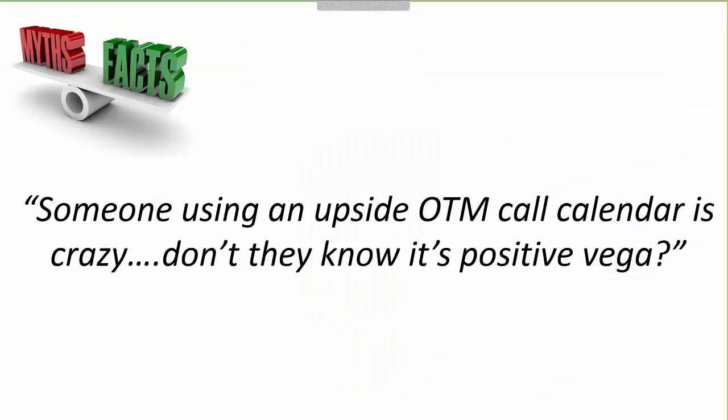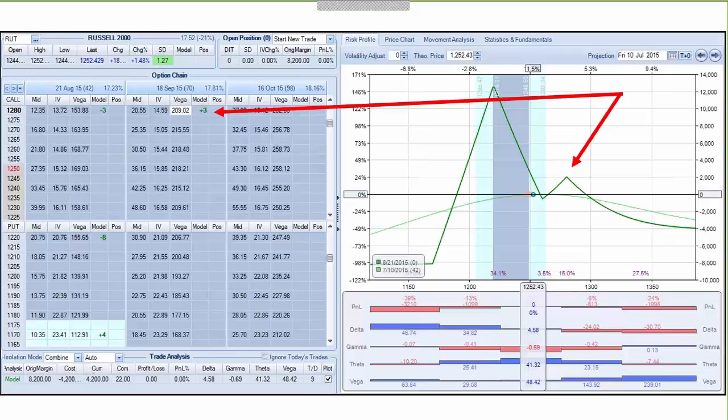So next, facts versus myths, right? Someone using upside, out of the money call calendars is absolutely nuts. Don't they know that calendars are positive Vega, right? Anyone heard that one before? So let's say you're doing something like this, right?